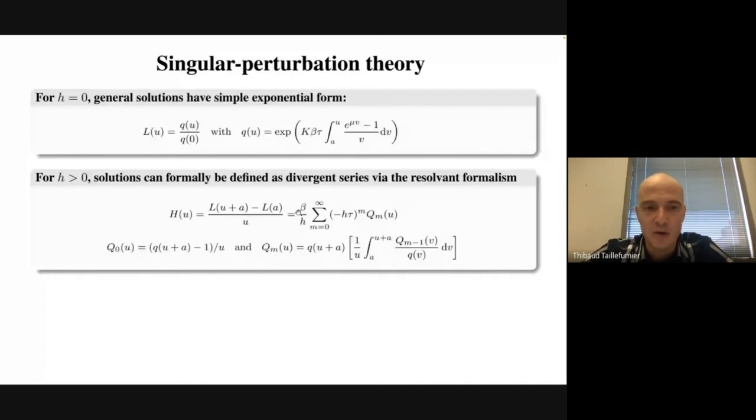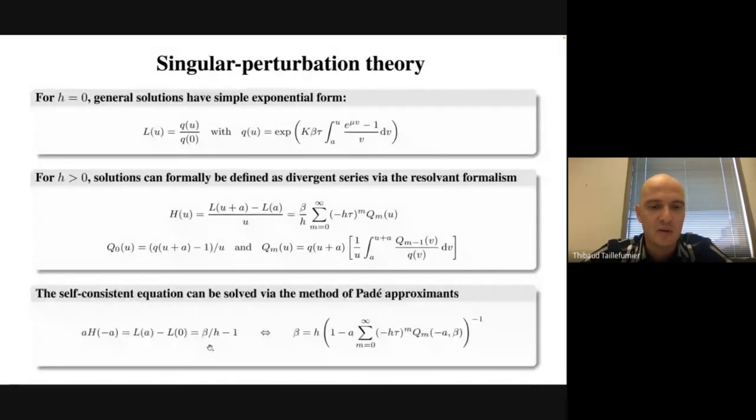And in this framework, the normalization will amount to specifying the value of h in minus a, because then this becomes l_a minus l_0, l_0 shall be equal to 1, and l_a can be expressed simply in terms of beta divided by H. And so if you explicit this equation, now you find a self-consistent relation that determines beta, okay?